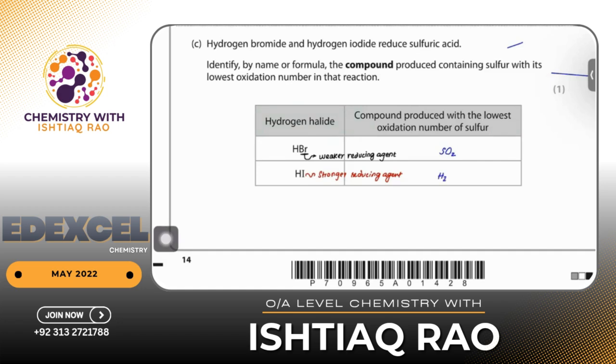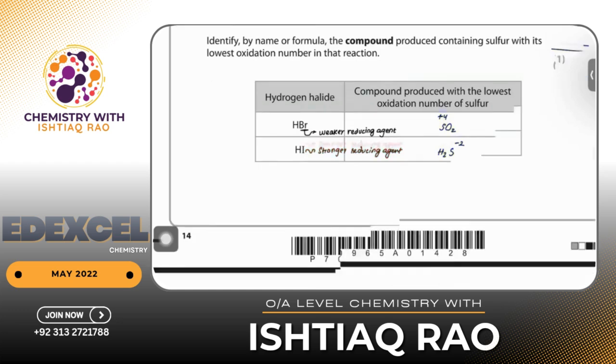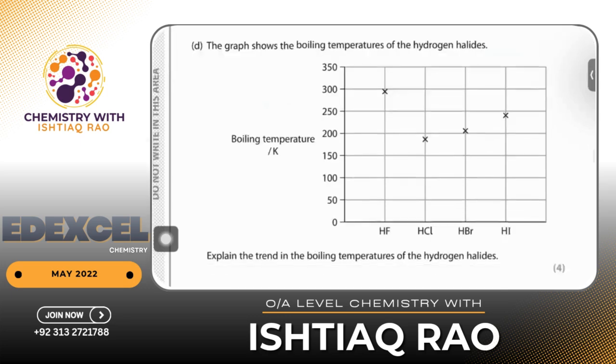This is +4. The reason it's producing the lowest oxidation number with iodide is that iodide is the strongest reducing agent. So it reduces sulfuric acid into this one. It's stronger, so that's why you are getting the least number. And if it is weaker, you are not getting the least number. Compared to -2, +4 is greater, of course. It's all about the strength of the reducing agent.